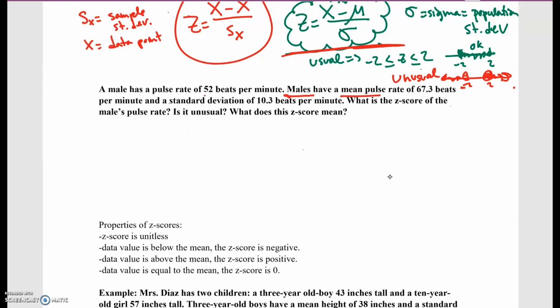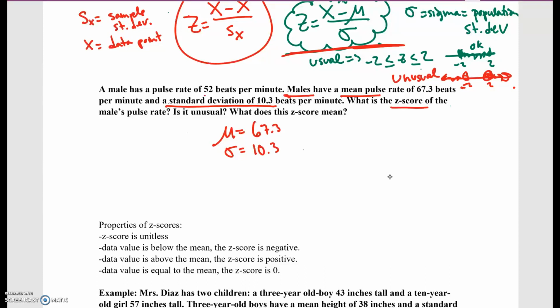So the mean pulse rate, our mu, is equal to 67.3. So all males have approximately a mean pulse rate of this. This is the average. Now the standard deviation: every male tends to be different, plus or minus 10.3 beats per minute. Okay, so that's the standard deviation. Okay, so I wrote that down.